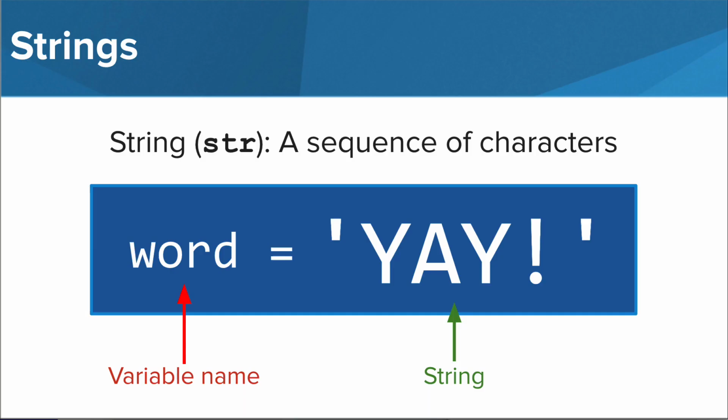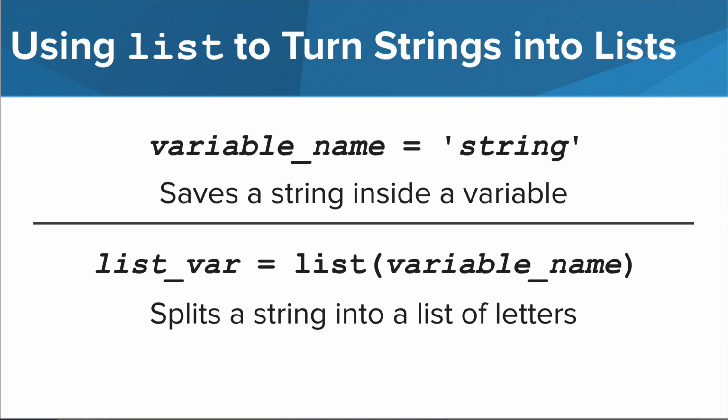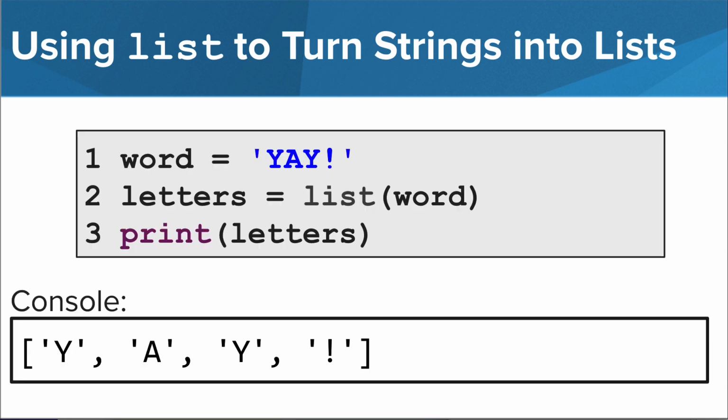Let's dive in. We've been working with strings for a while now, which is a sequence of characters saved inside a variable. We can change a string into a list by surrounding the string variable with the word list and a set of parentheses. This will create a list where each character in the string is an item. For example, if we had our word yay and called the list function on the string, we would see a list with each separate character created.